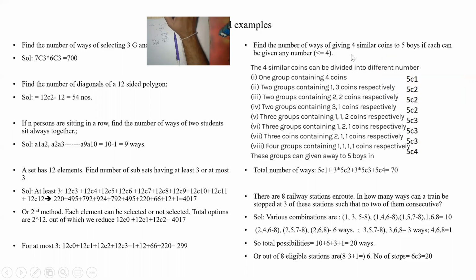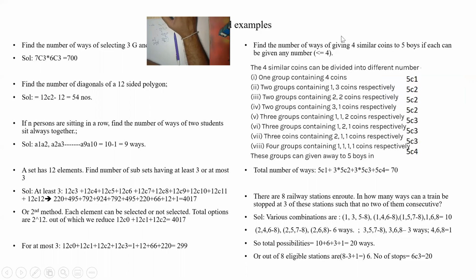Find the number of ways of giving 4 similar coins to 5 boys. Each can be given any number. So each boy can be given 1, 2, 3, 4, any number. 4 coins are to be given to 5 boys.